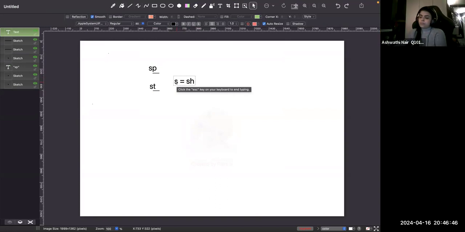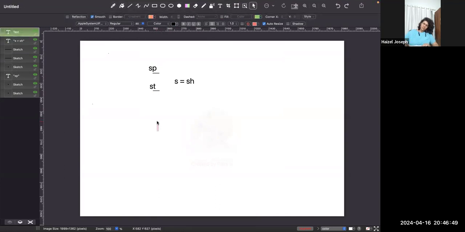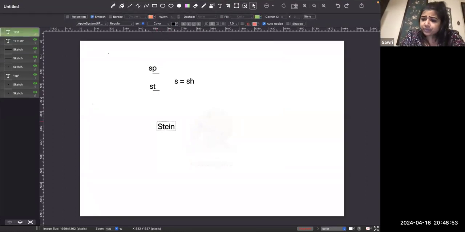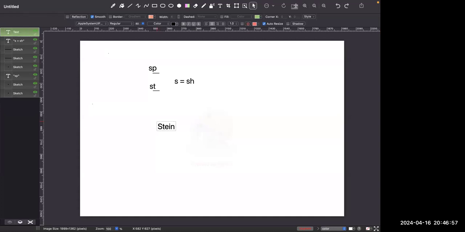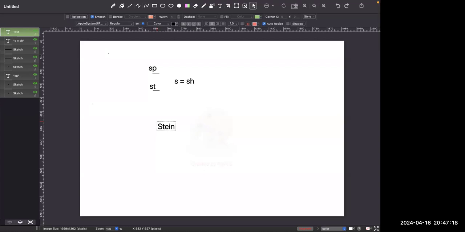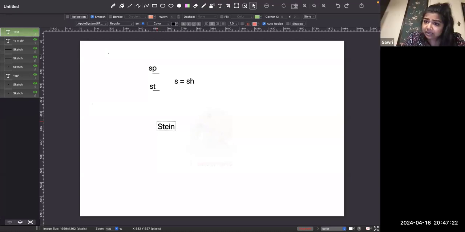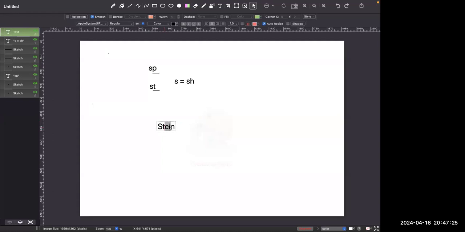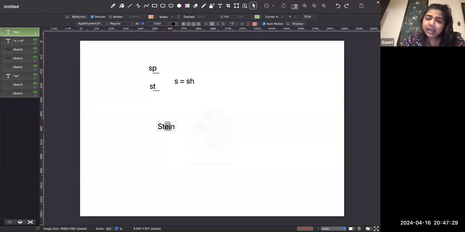So, for example, if there is a word like this: Stein. This S will be pronounced as sh, since we are having T after it. Stein. How is the combination of EI pronounced? I. Stein means stone.